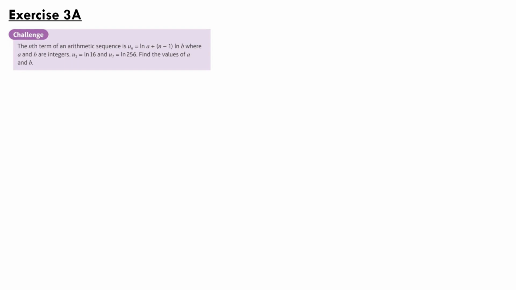First question is from exercise 3a. The nth term of an arithmetic sequence is un equals ln a plus n minus 1 times ln b, where a and b are integers, u3 equals ln 16, and u7 equals ln of 256. Find the values of a and b.